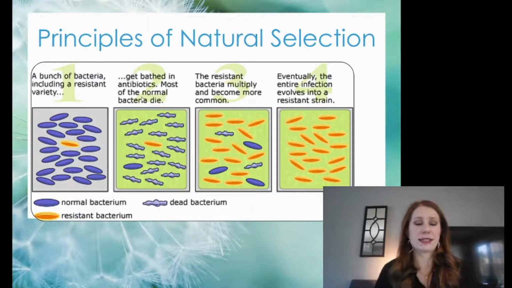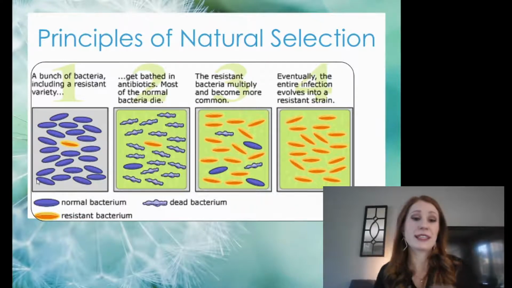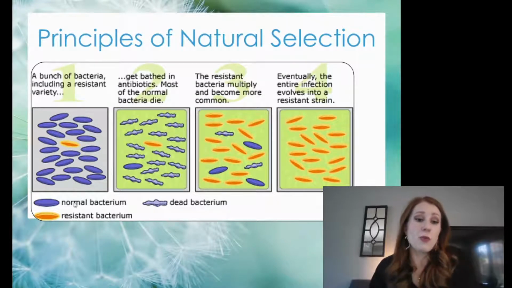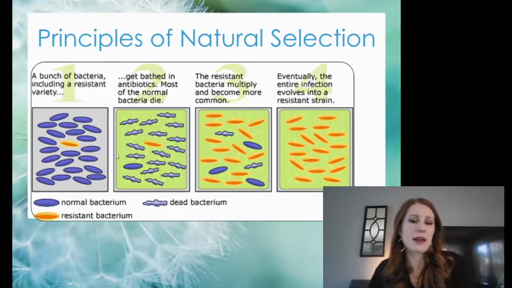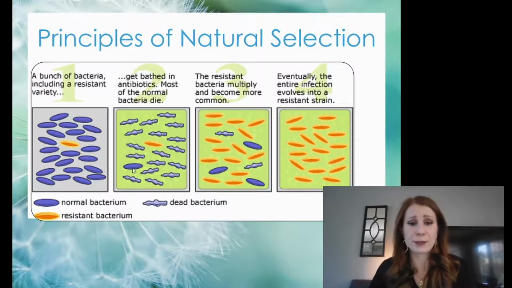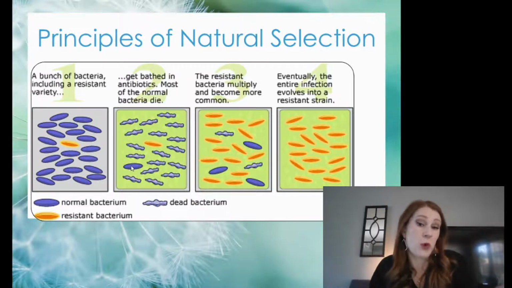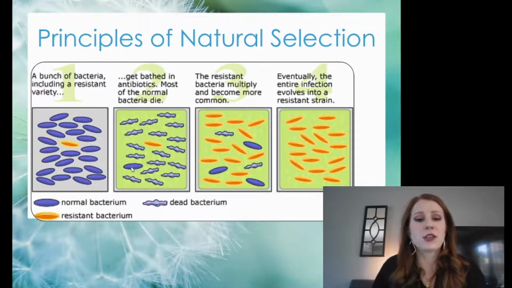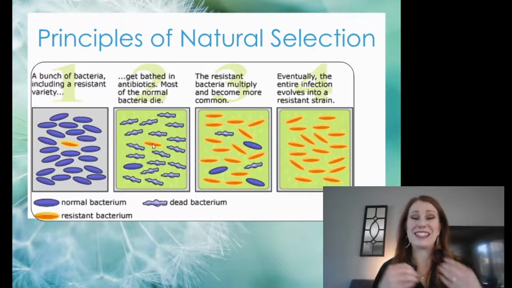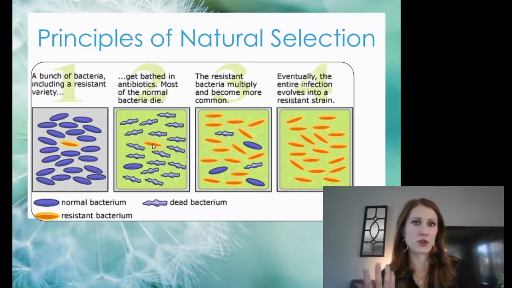We're going to go ahead and say, okay, this person has a bacterial infection. Let's give them our normal antibiotics. So the majority of those bacteria are going to die because they're normal. They're not resistant, so they're going to die due to the antibiotic. Now, maybe one normal bacteria survives, just kind of either randomly or for whatever reason, so it gets to reproduce. But then our resistant bacterium, because it's resistant to antibiotics, also gets to reproduce.